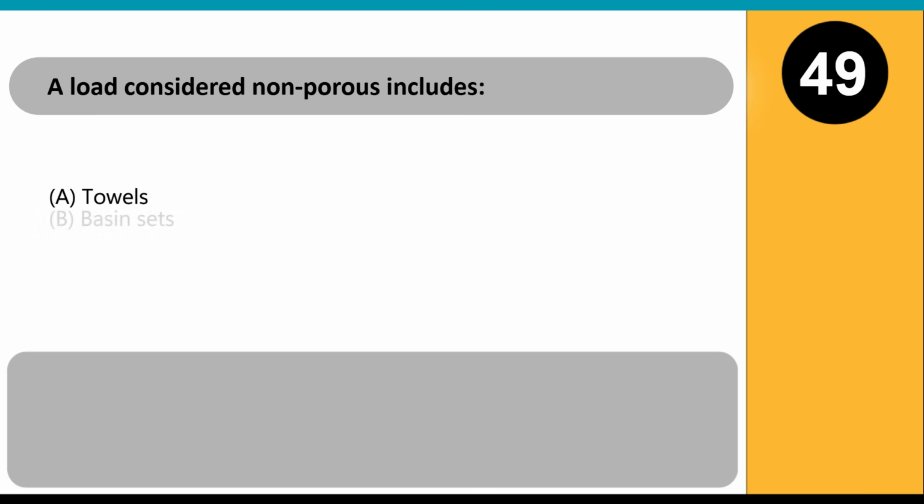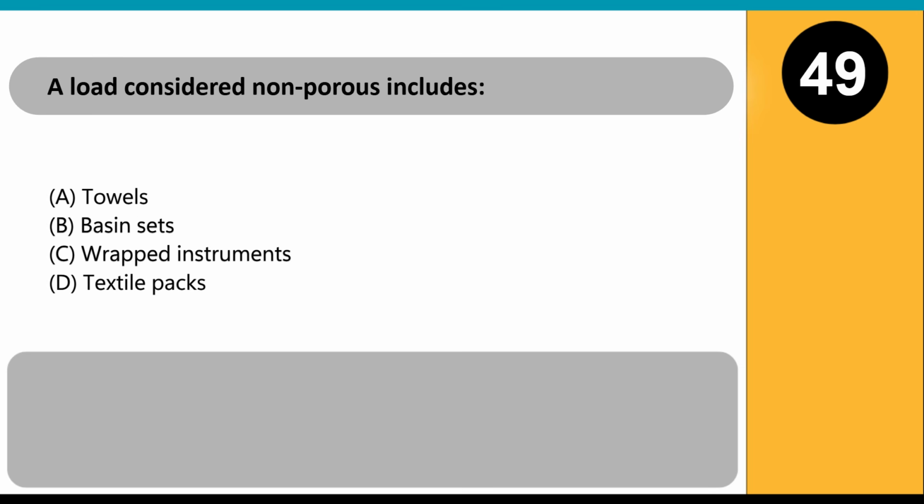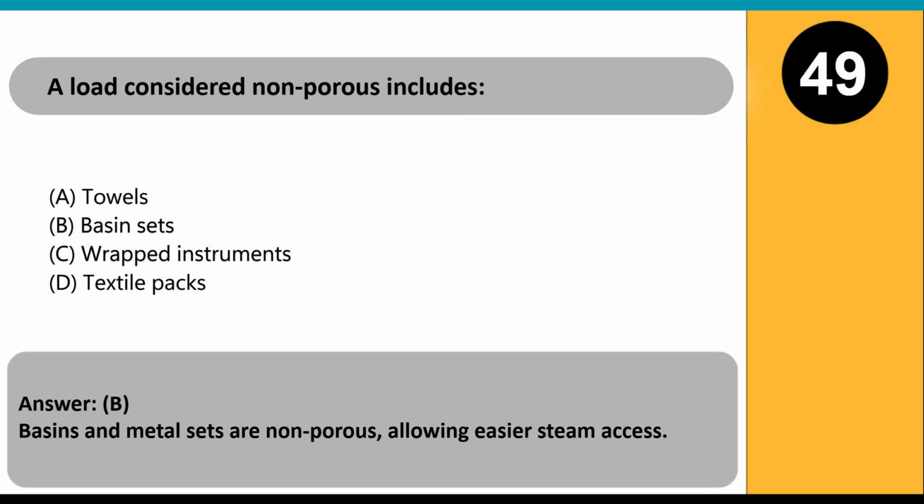A load considered non-porous includes A. Towels. B. Basin sets. C. Wrapped instruments. D. Textile packs. Answer B. Basins and metal sets are non-porous, allowing easier steam access.